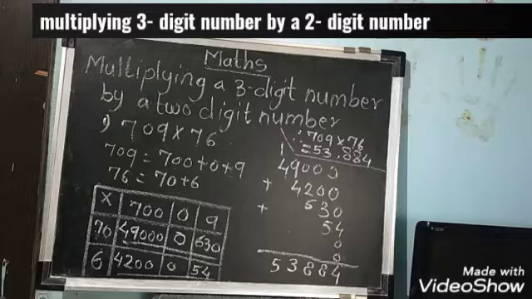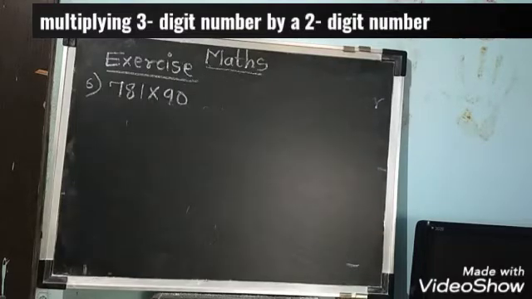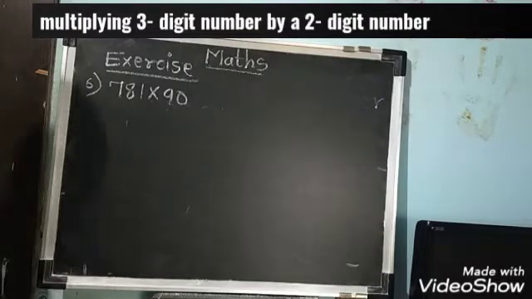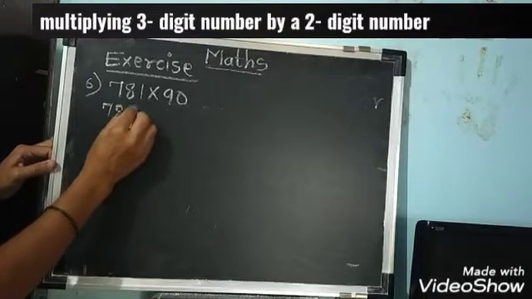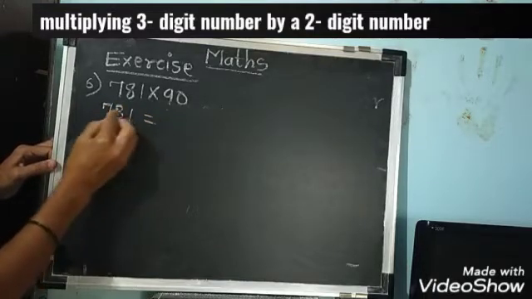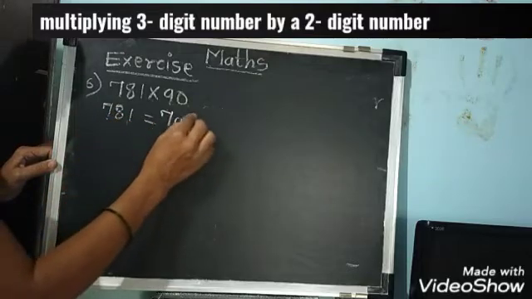So students, we will solve the exercise from textbook page number 31. Question number 1, multiply. From this exercise, I am going to solve one example, the last one. The 6th example I am going to solve here on the blackboard. See here, 781 multiplied by 90. First write down the expanded form of 781. 7 write down first. After 7 how many digits are there? 2 digits, so 2 zeros.